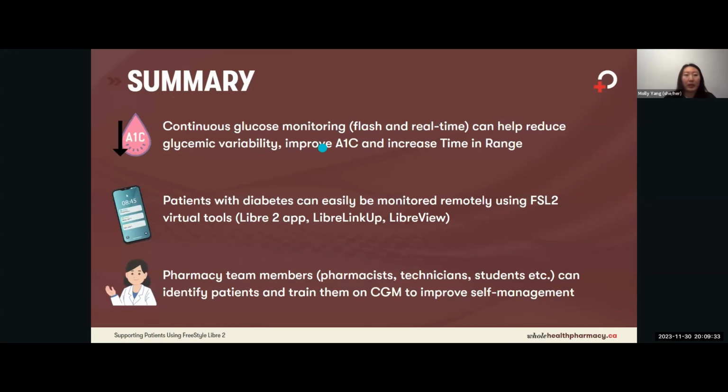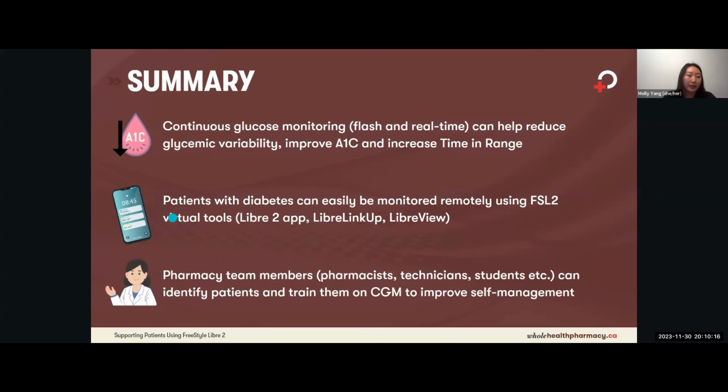As a quick summary before we end off, the main points of this presentation are the importance of CGM, both flash and real time. I just want to note that for individuals who are still using the reader, so not using the app with Libre 2, the reader is still doing flash. So you can't do real time if the patient is on the reader. In some situations, Libre 2 can still be used for intermittently scanned or flash glucose monitoring. But continuous glucose monitoring in general can help reduce glycemic variability. It improves A1C, increases time in range, improves patient outcomes and reduces complications.